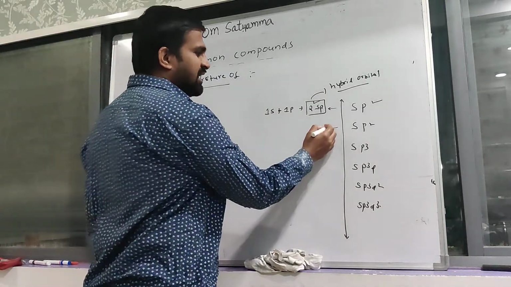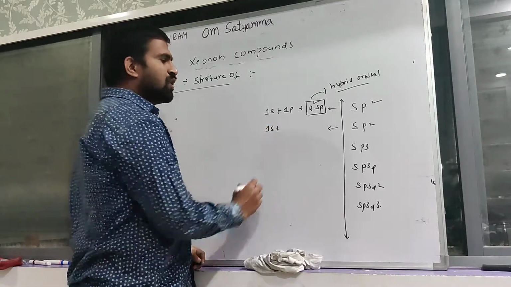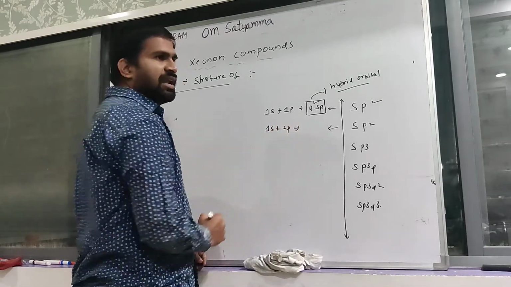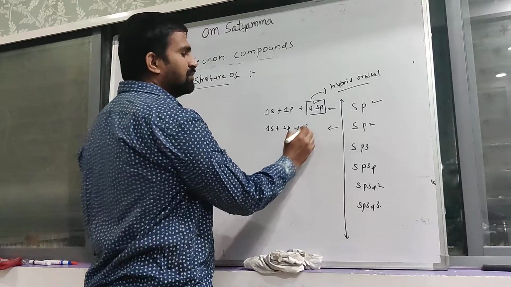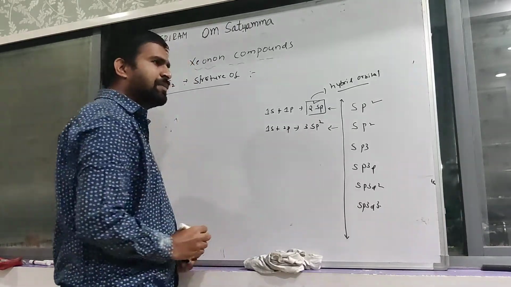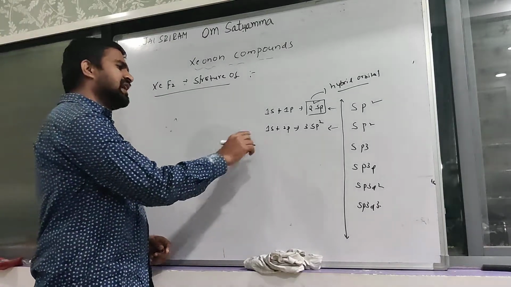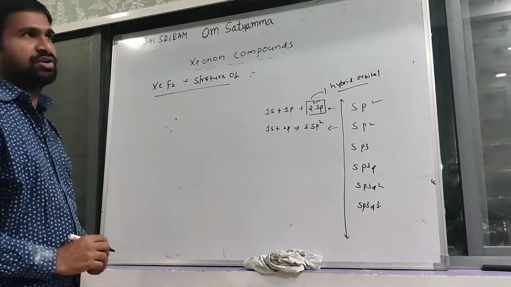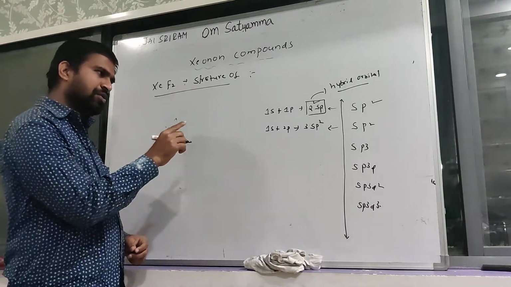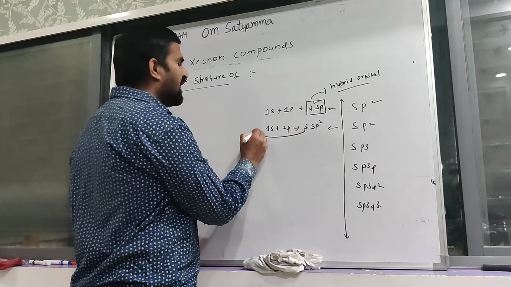Now observe sp2 hybridization. One s orbital and two p orbitals intermix to form three new equivalent hybrid orbitals. These three new equivalent hybrid orbitals are called sp2 hybrid orbitals, and this phenomenon is called sp2 hybridization. sp2 hybridization has 3 hybrid orbitals.